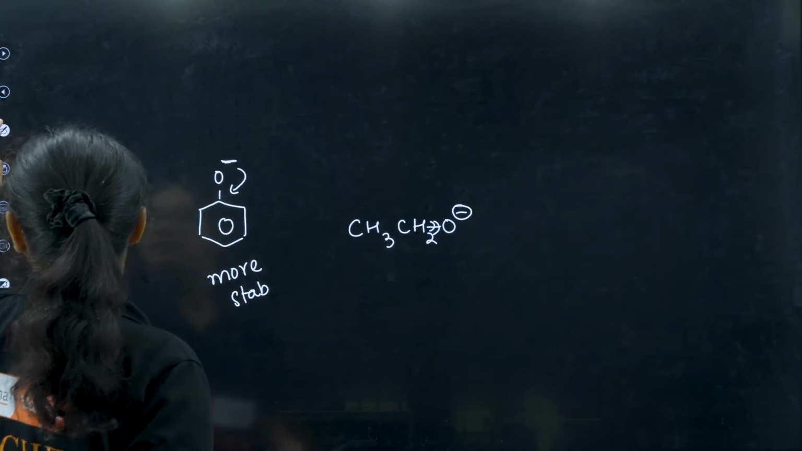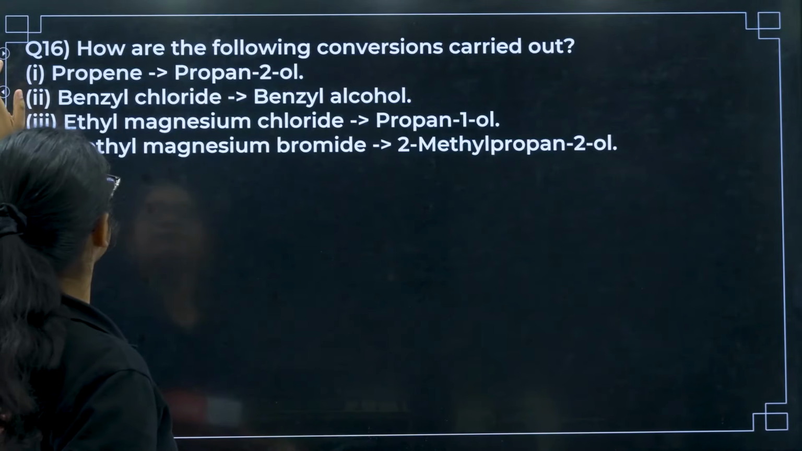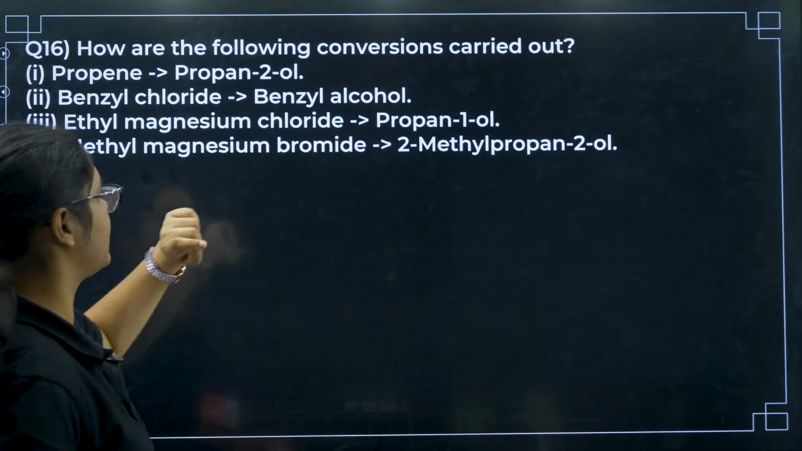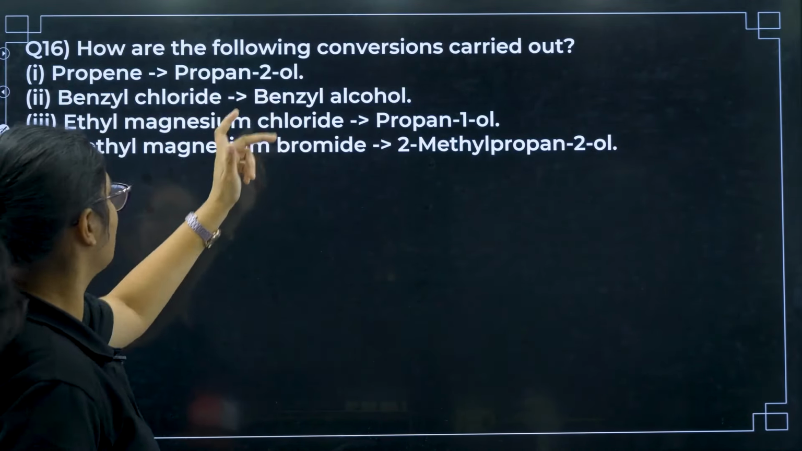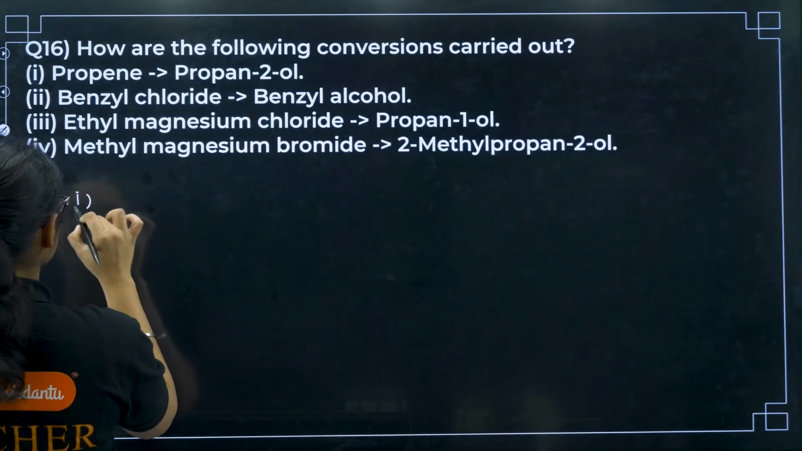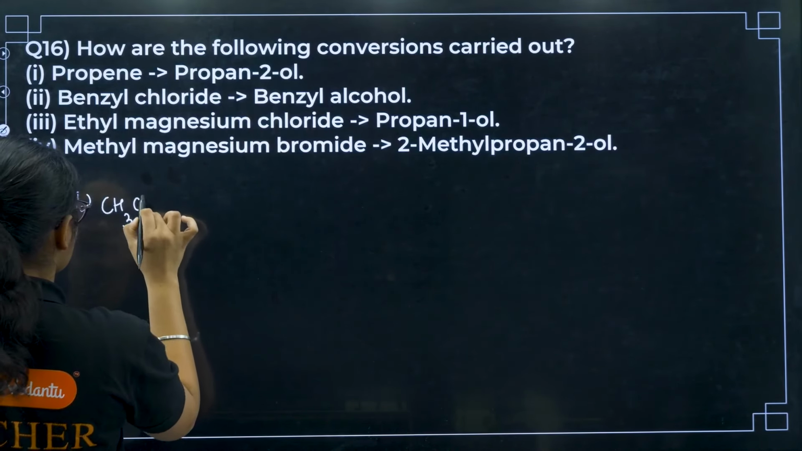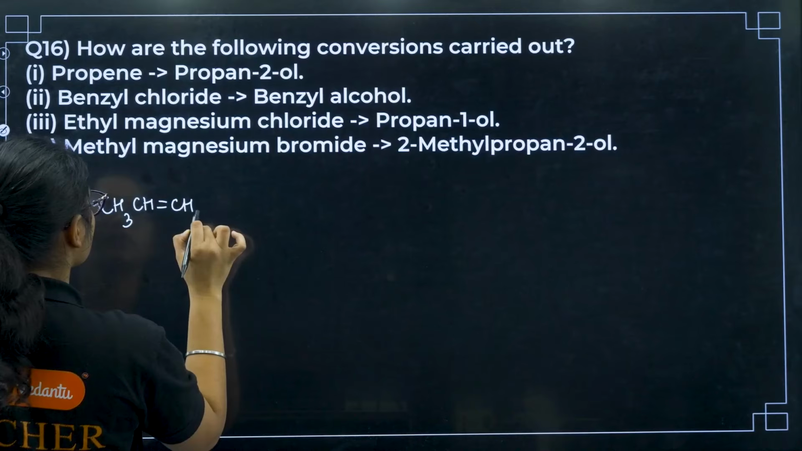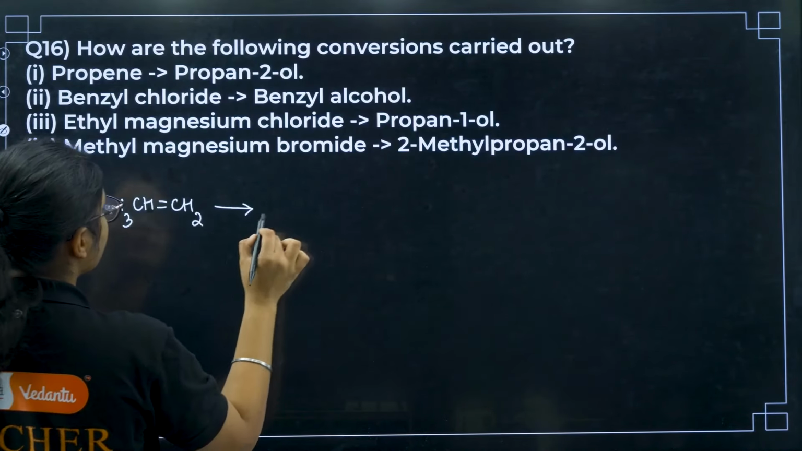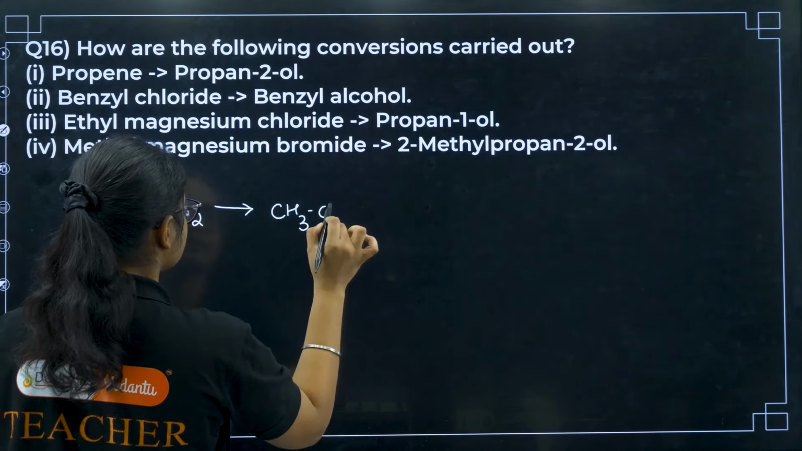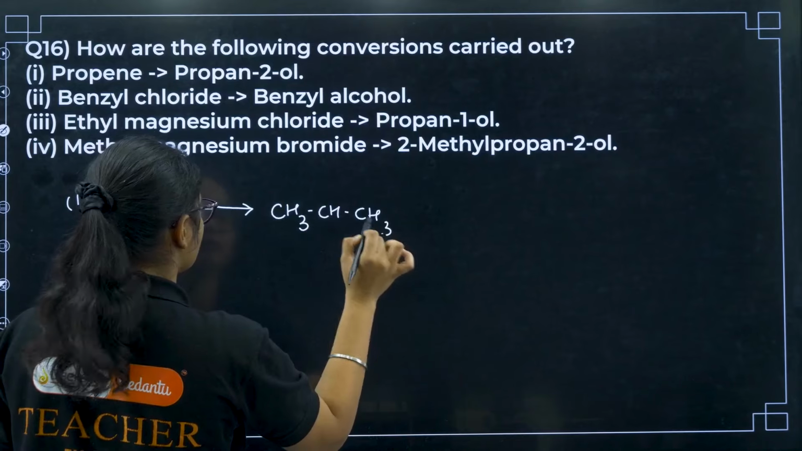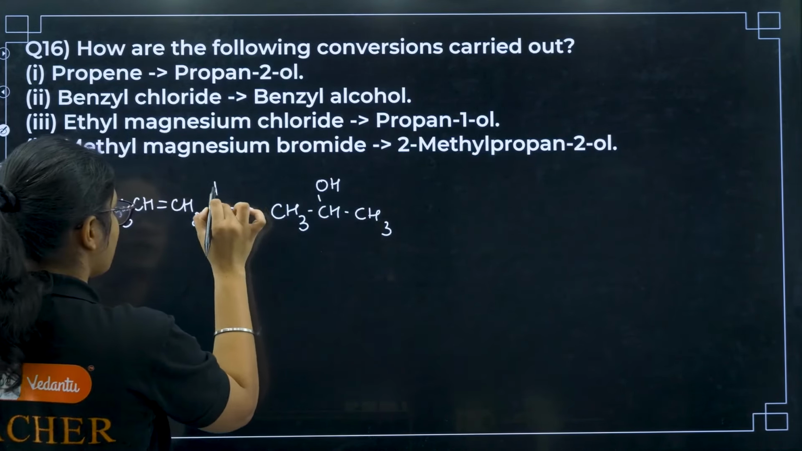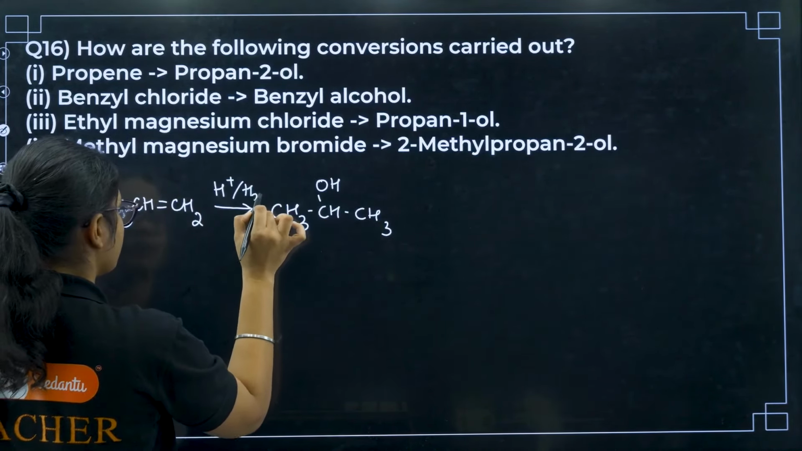Okay, next question, how are the following conversions carried out? Propene to propan-2-ol. First one, if I see propene to propan-2-ol, this is very simple addition of water following Markovnikov's rule. So what I have to do? H plus and water.